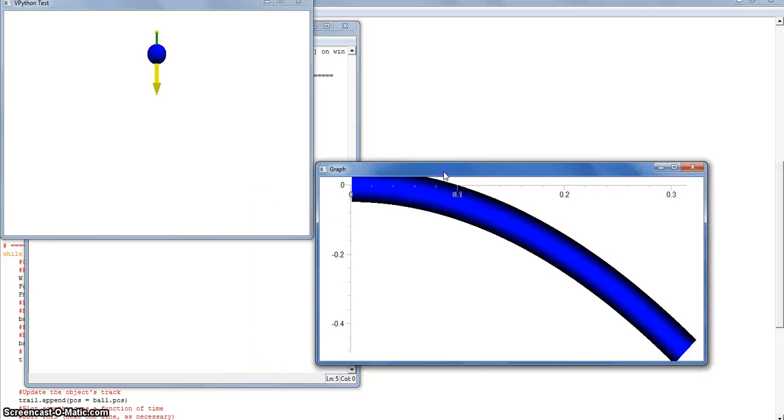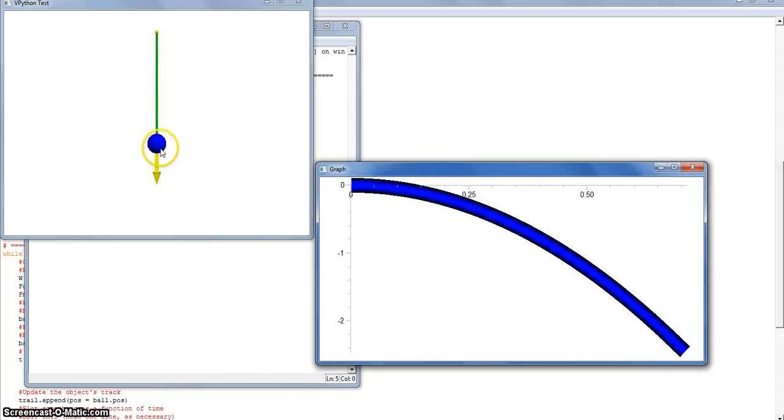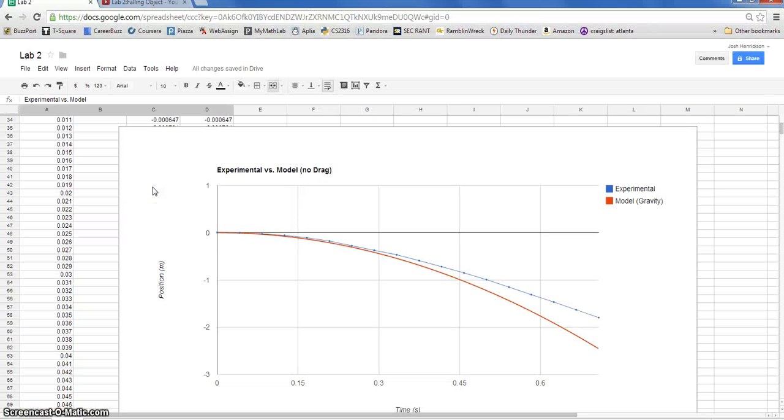we get similar results to what we observed in Tracker, and we see here that the ball drops straight down, and the only force acting on the ball is this yellow arrow, which represents the gravitational force. On this graph, we see the predicted motion of the ball plotted against the actual observed motion of the ball. As we can see, the model has predicted the ball to fall further than it actually did.